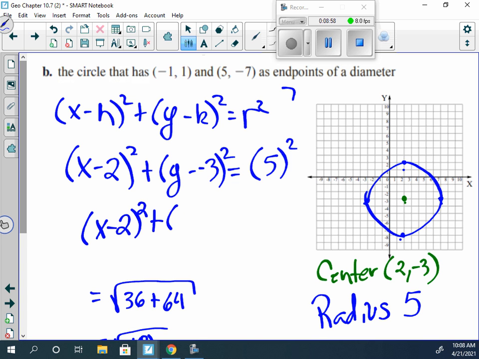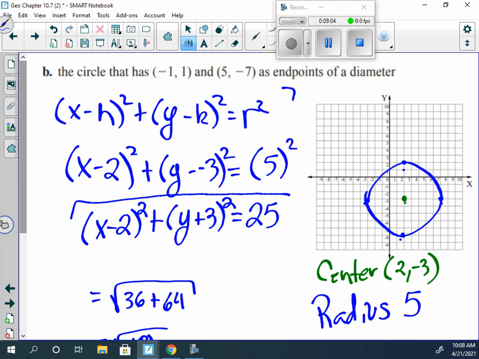And if we simplified it like we did yesterday, we would get this equation here, because our negative and a negative would make a positive. So we would get y plus 3, and 5 squared is 25.